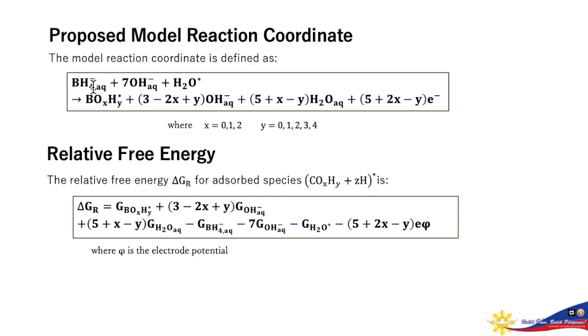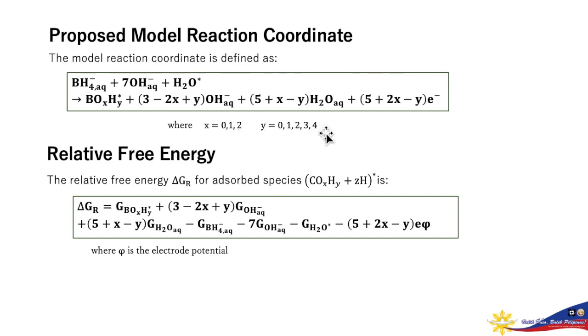You have borohydride in the aqueous phase plus 7 OH- in the aqueous phase plus a water molecule that is initially adsorbed on the surface. And then you have the adsorption of BOxHy species and the other terms here. Here the values of x are from 0 to 2 and the values of y are from 0 to 4.